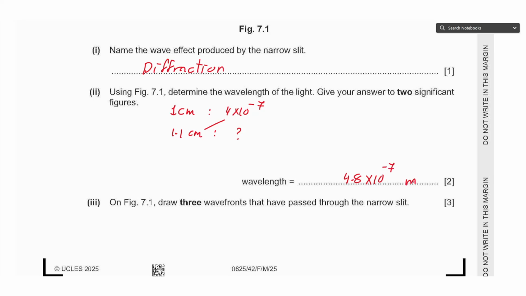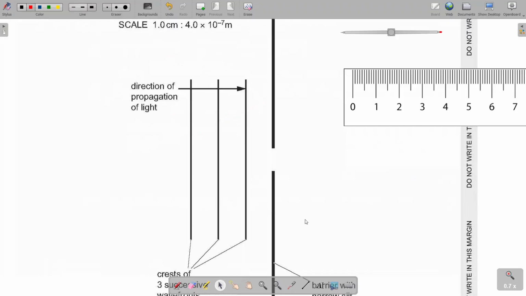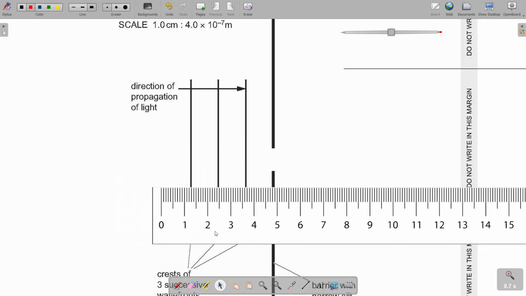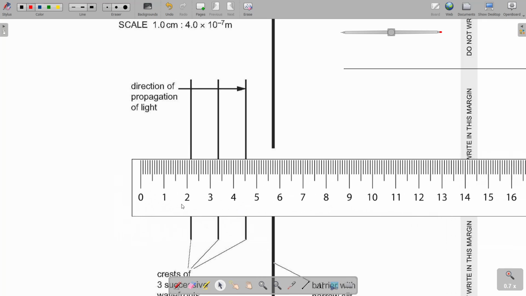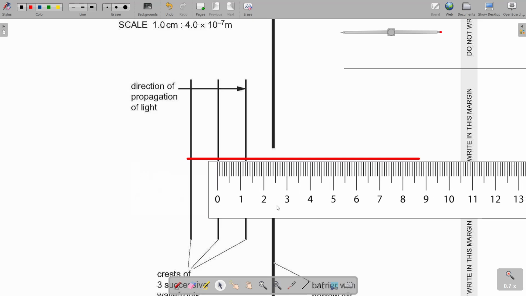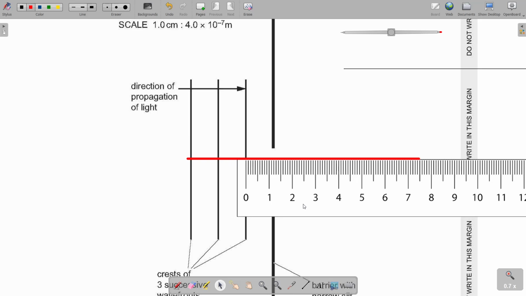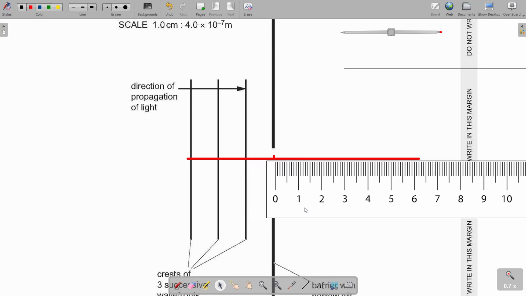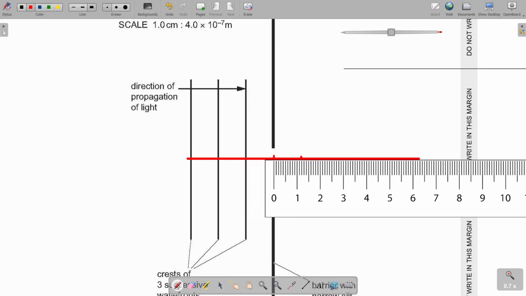Part 3 says on figure 7.1, draw 3 wavefronts that have passed through the narrow slit. The first thing we need to do is to draw a line that passes through the center of the slit or the gap here to represent the direction of the wave. And on that line, we draw equally spaced dots to represent the positions of the wavefronts. We already measured the distance between 2 wavefronts as 1.2. So every 1.2 centimeters, we draw a point, but this had not yet passed the barrier. We move it again. We have a point at 1.2, 2.4, and 3.6.